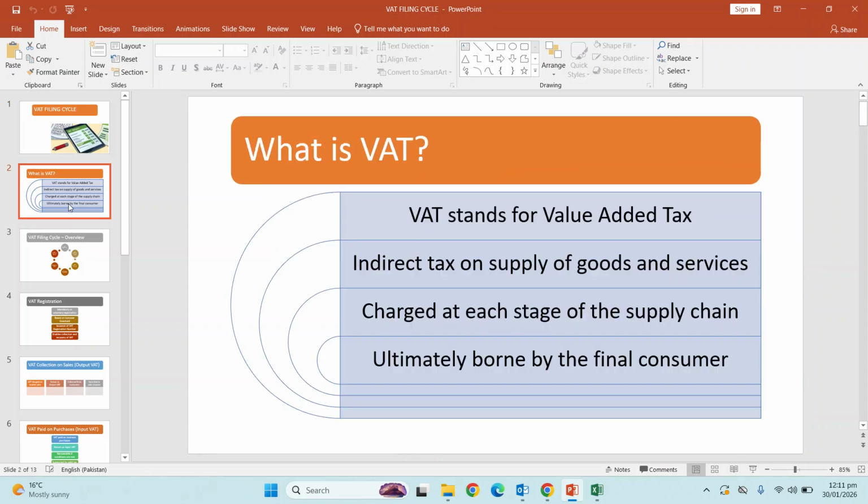So let's first understand what is VAT. VAT or value added tax is an indirect tax charged on the supply of goods and services. It is collected at each stage of the supply chain. Although businesses collect VAT from the customers, the actual burden of VAT is borne by the final consumers.